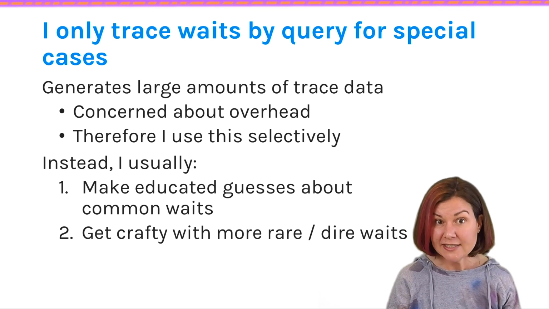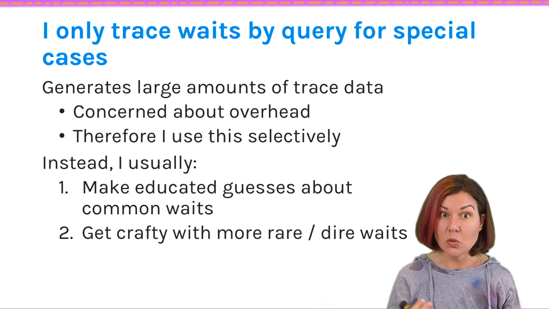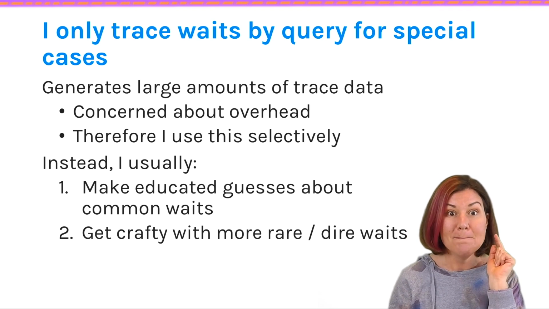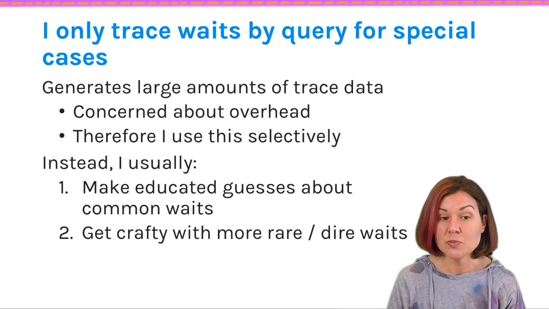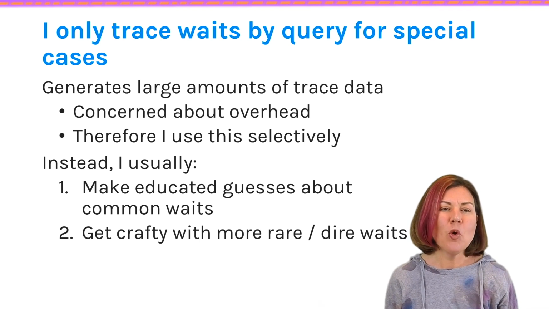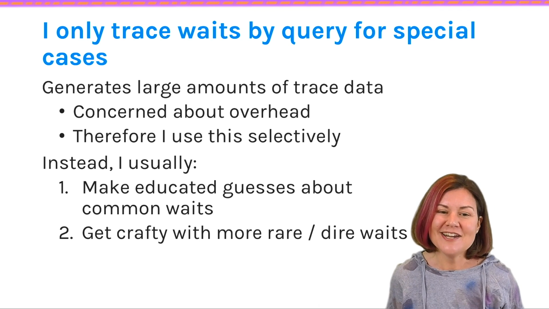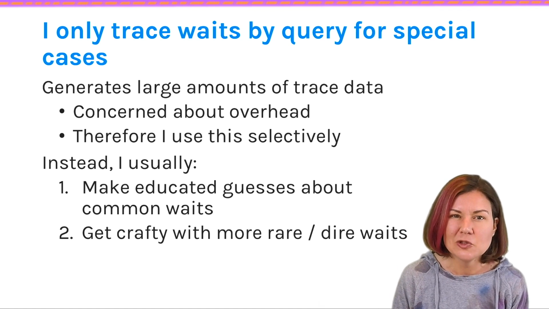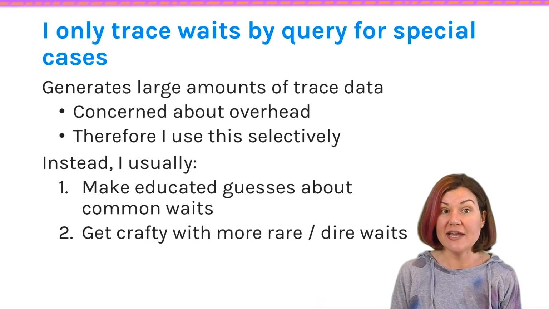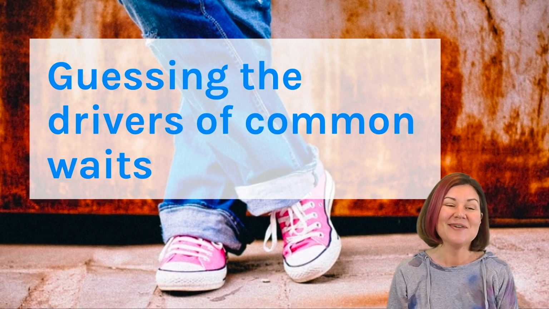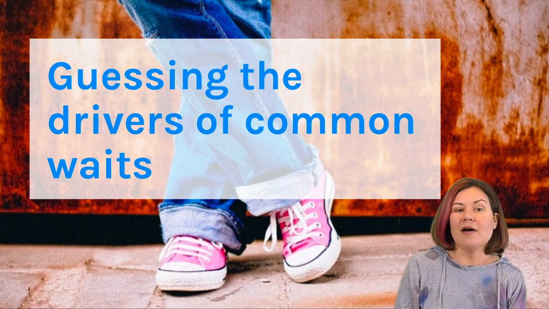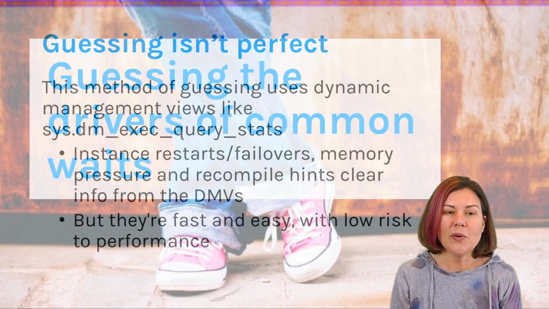So other techniques of tying queries to waits: you can make educated guesses about some of the common waits and figure out what queries are most likely to be driving up this wait. And with some more dire or more rare waits, you can set up some kind of crafty solution, sometimes using alerts and perf counters. I'll give you some examples of those. Let's talk about some of the most common waits and how you can guess at what queries drive them up.